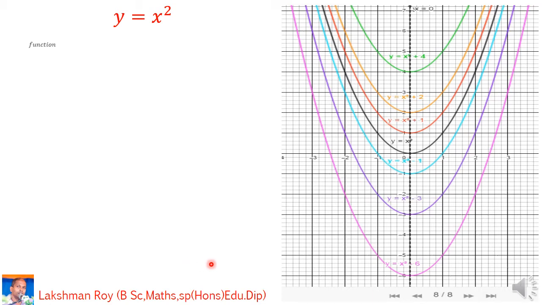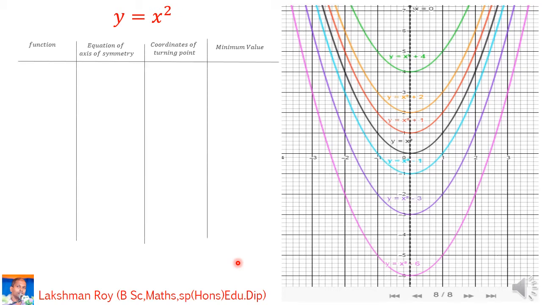Now let's see, students, what happens to the function, the equation of the axis of symmetry, the coordinates of the turning point and also the minimum value. This is my first function. Those are the things I am going to find. Using this picture you can get a real idea about the equation of the axis of symmetry, the coordinates of the turning point and the minimum value.